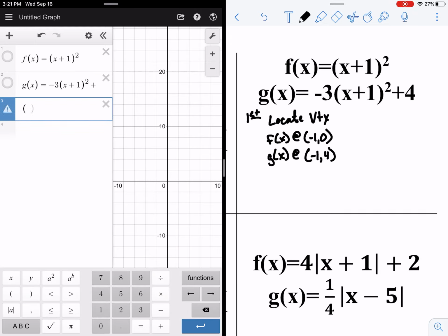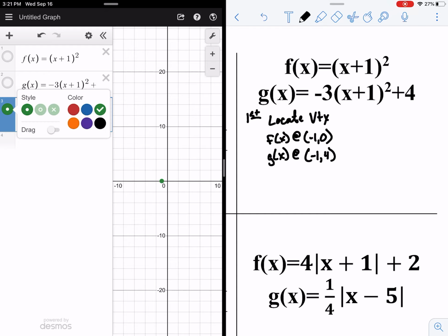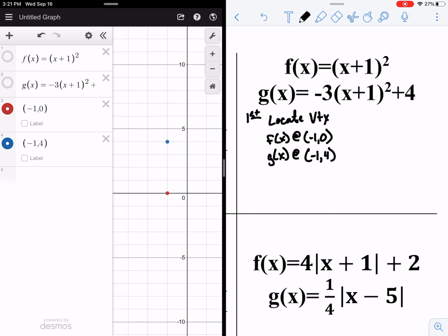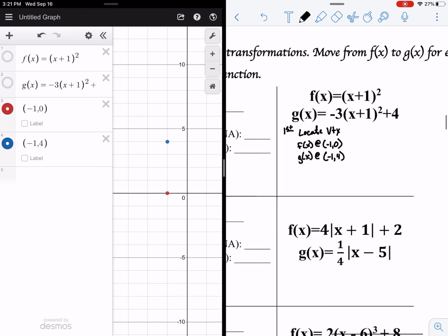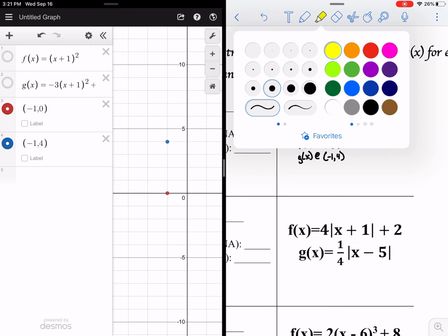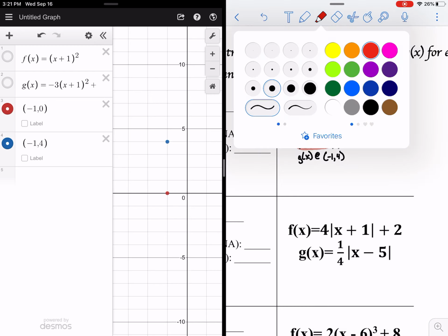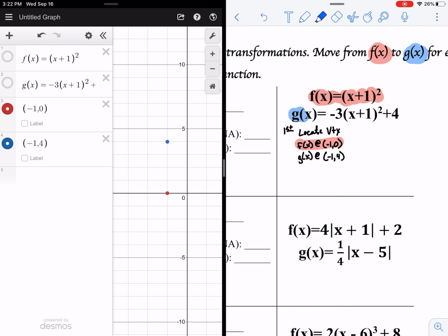I then actually plot these points. I'm going to change this color to red because it went with my red graph, or f of x. -1, 4, I'm going to make blue because it went to my blue graph. Now, again, how can I describe how to go from my red dot, or f of x in this case, to the blue dot, g of x?